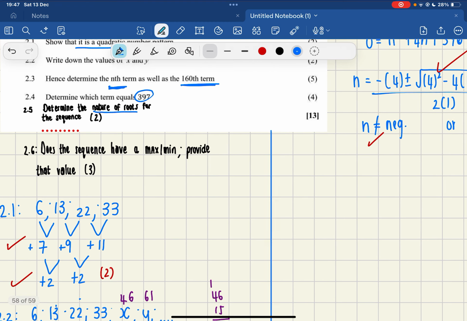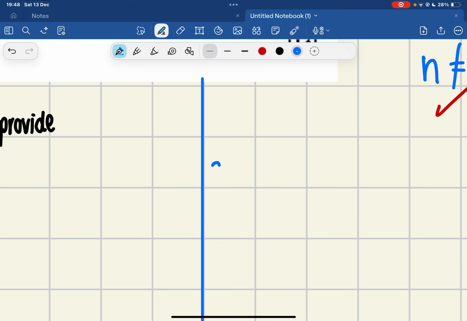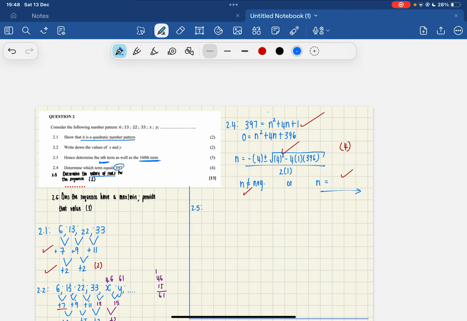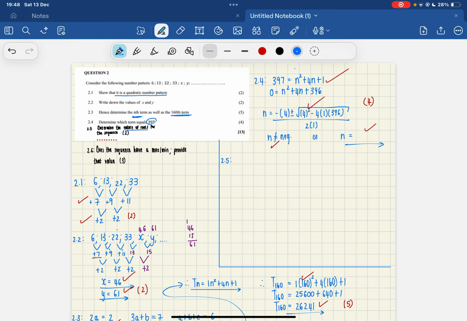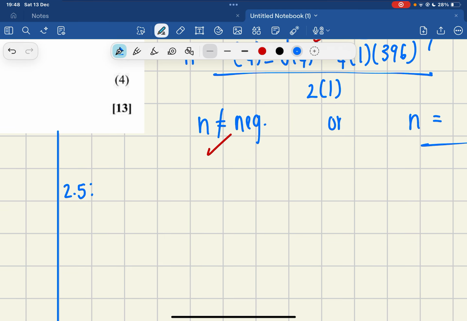Okay. So question 2.5, boys and girls. Question 2.5 asks us to determine the nature of roots for the sequence. Now, to determine the nature of roots, boys and girls, what do we use? We use delta. We use the discriminant. Think back to grade 11. Never forget this. Know this like you know yourself.